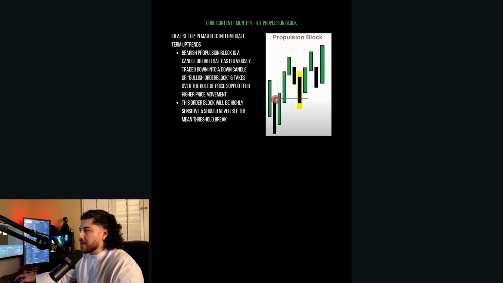So simply put, when you have order blocks stacked on order blocks, that is going to form some form of a propulsion block. Right here, we have one order block, price comes back, taps into it, creates another order block, and this right here is going to be the propulsion block as these order blocks are stacked on top of each other. And usually when this happens, price is going to be very sensitive, tap into this, and move aggressively away.